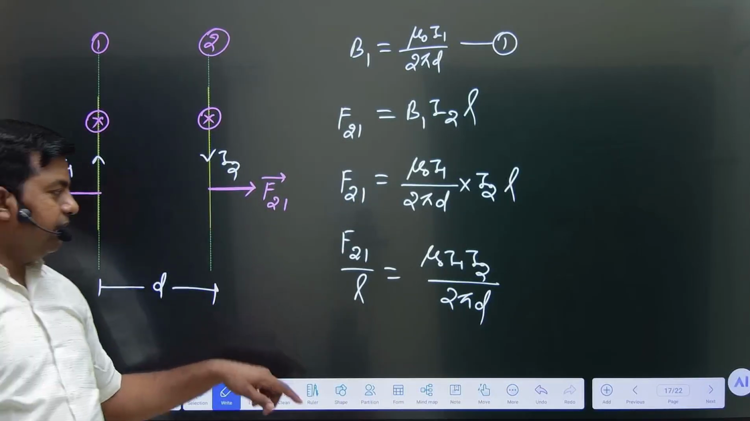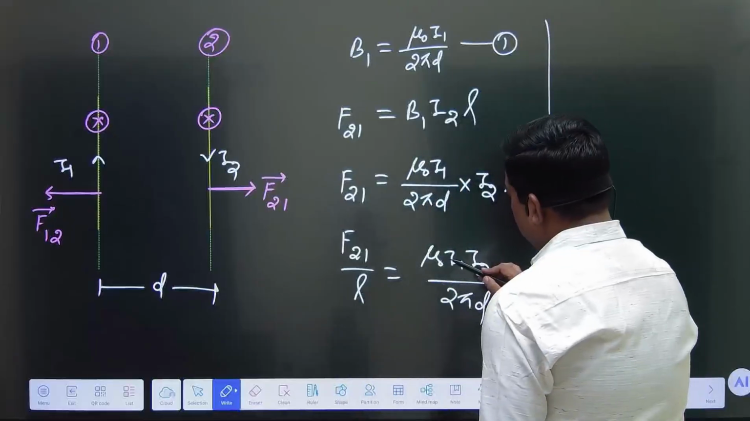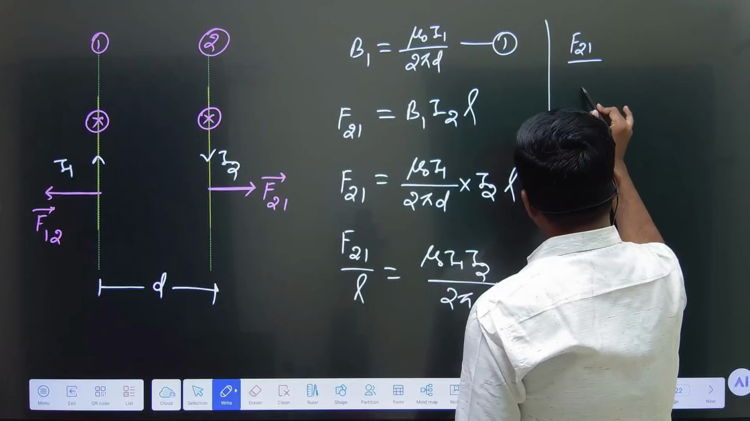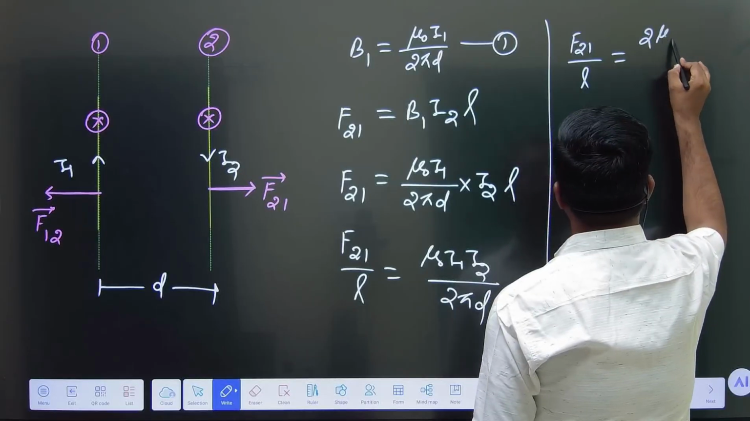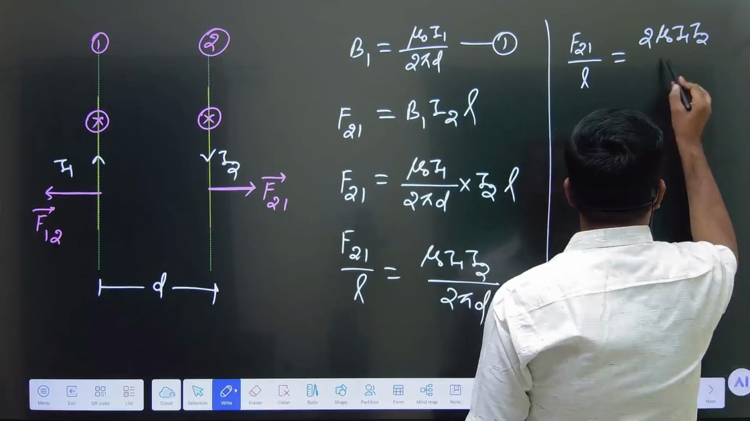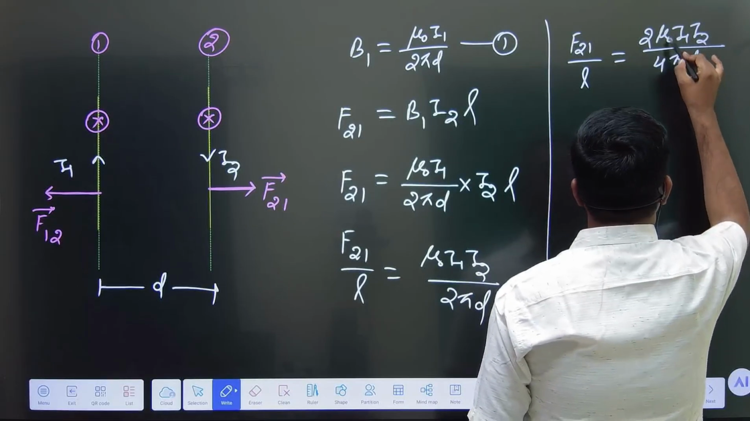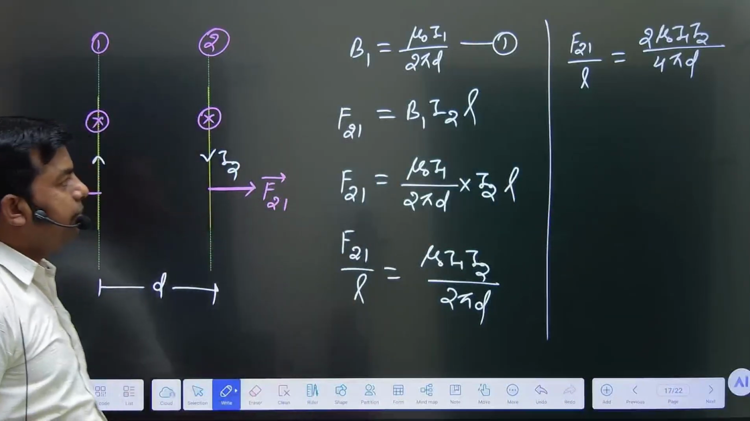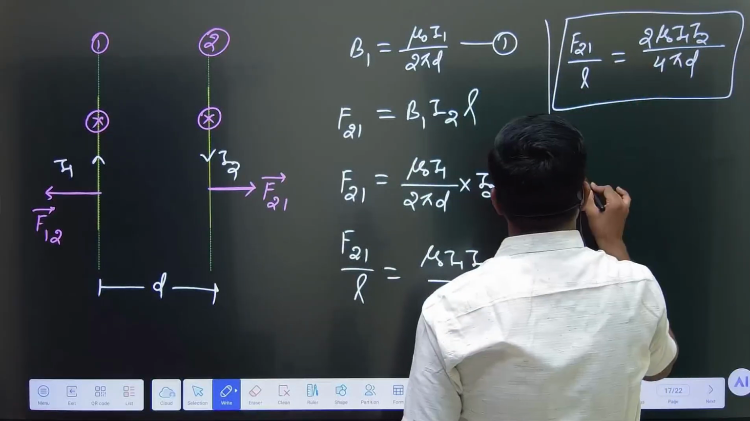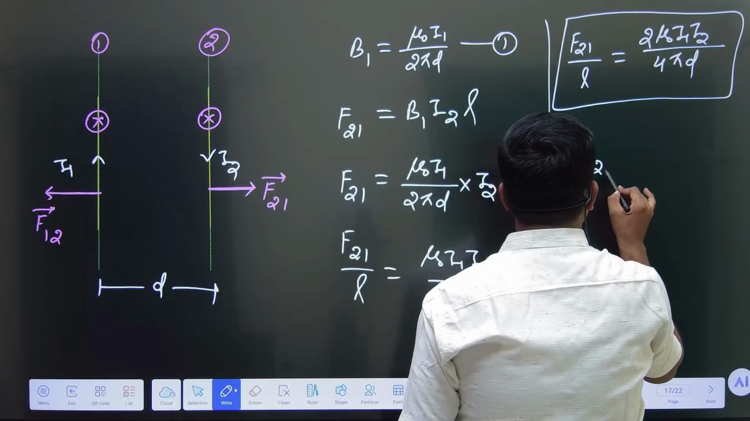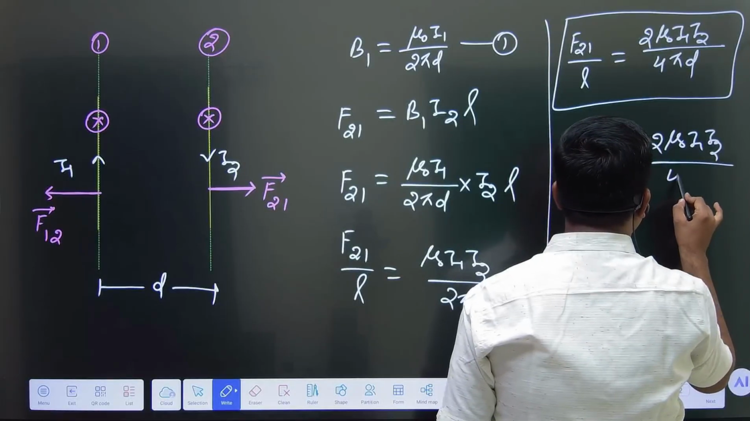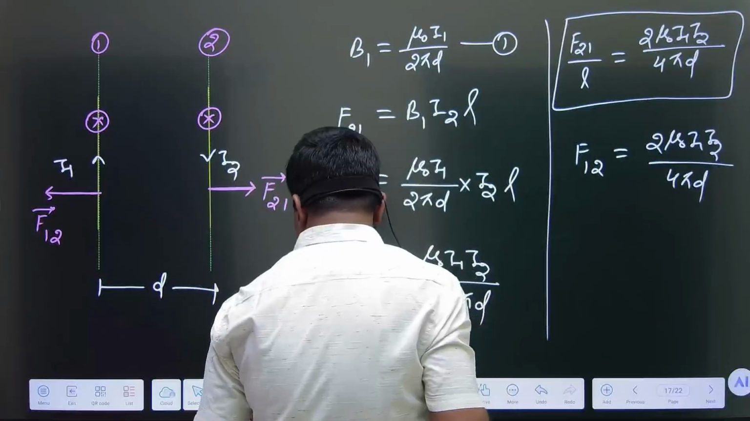In this situation, we multiply and divide by 2 in the numerator and denominator. So F21 by L equals 2 mu naught I1 I2 upon 4 pi d, and mu naught upon 4 pi, we know, is 10 to the power minus 7. So this is the force per unit length on the conductor. Similarly, F12 is also 2 mu naught I1 I2 divided by 4 pi d, but the direction of both forces is opposite.